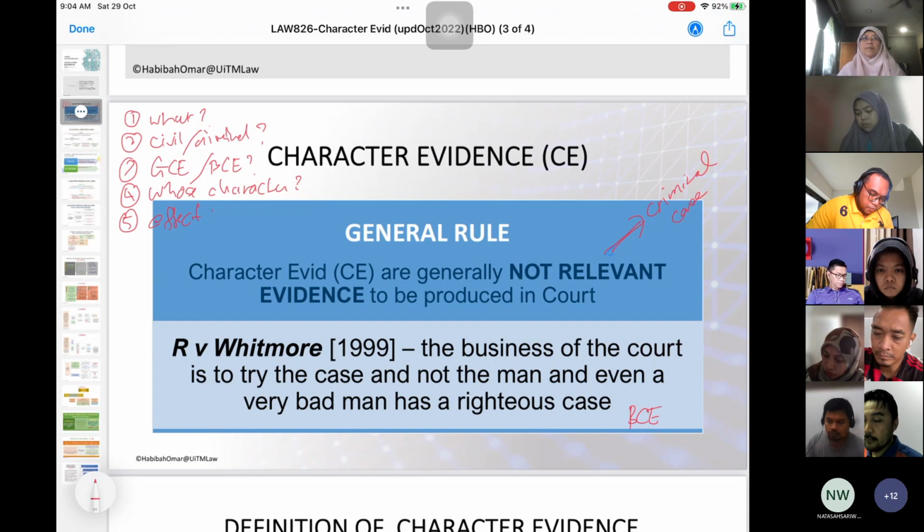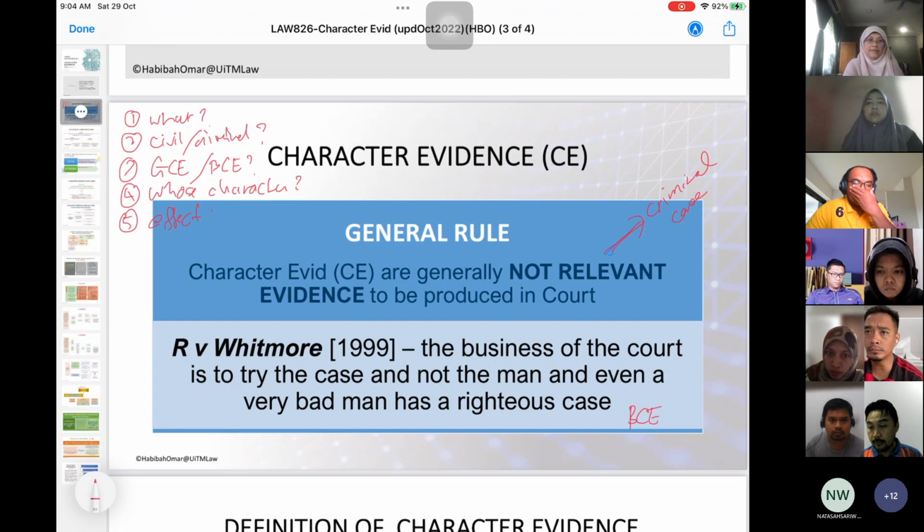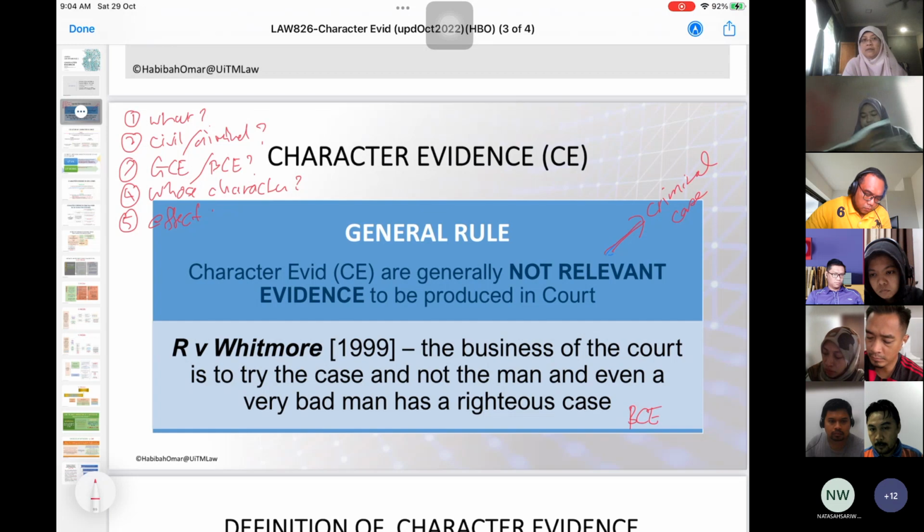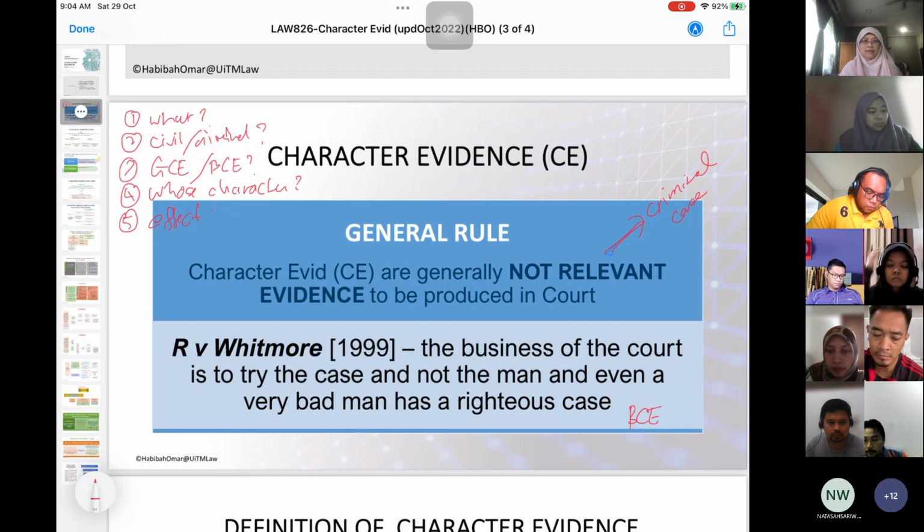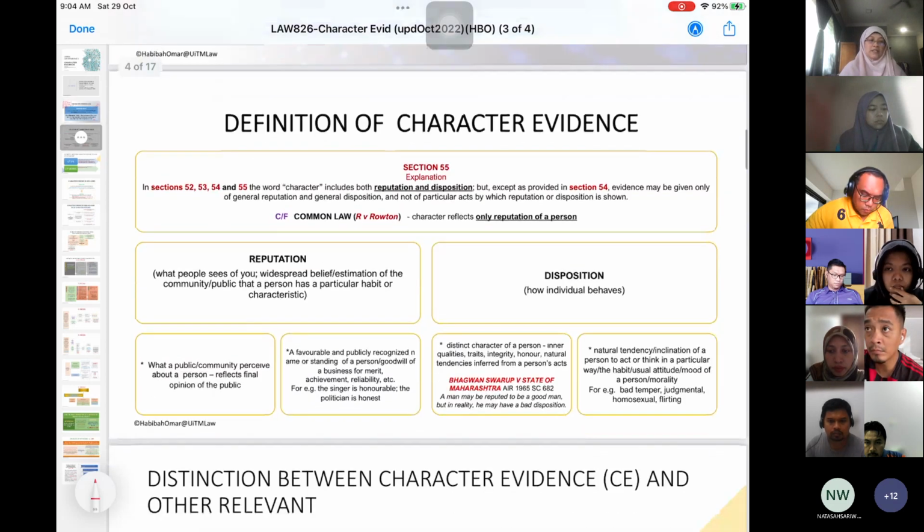Maknanya, seseorang yang berperwatakan kurang baik, tak semestinya commit a crime. That's the idea. You seorang yang pemarah, you tak commit murder. You may be kedekut, tapi you tak pukul orang. So that's the idea, right? So perwatakan seorang itu tidak relevant, not admissible. Now, apakah yang dimaksudkan dengan watak seseorang?